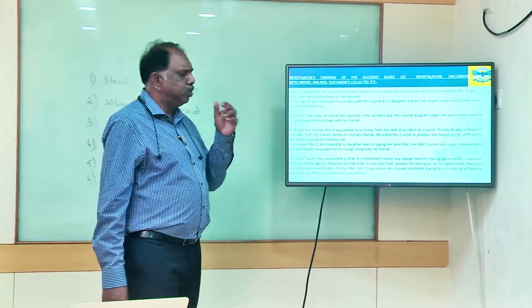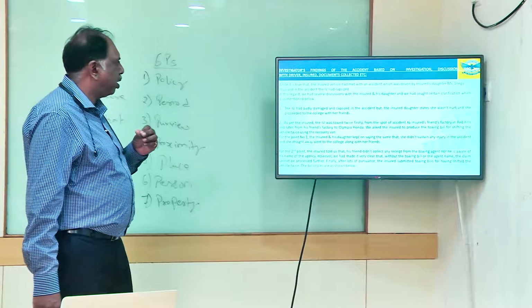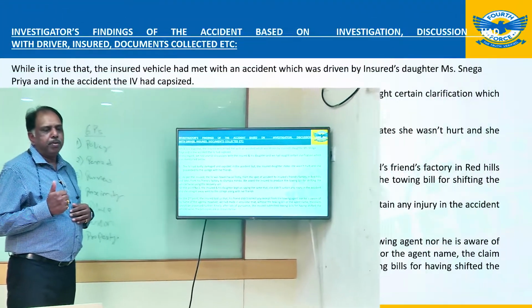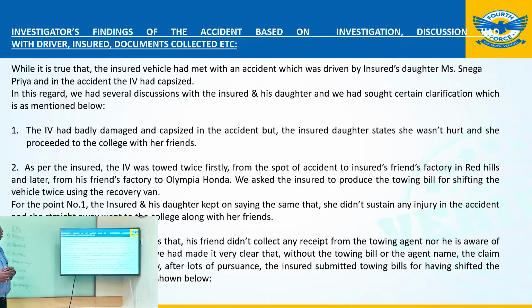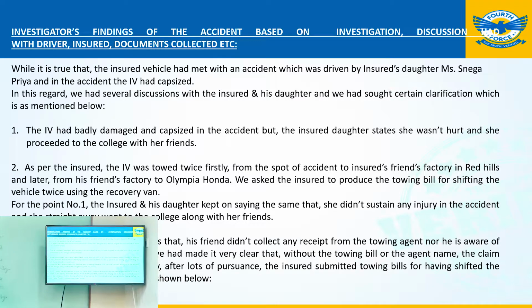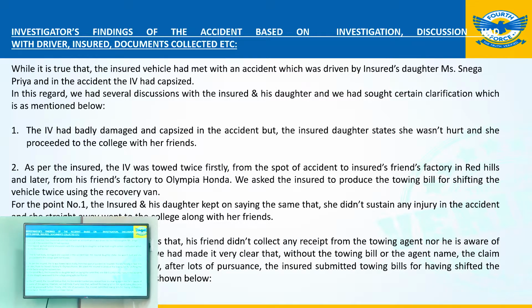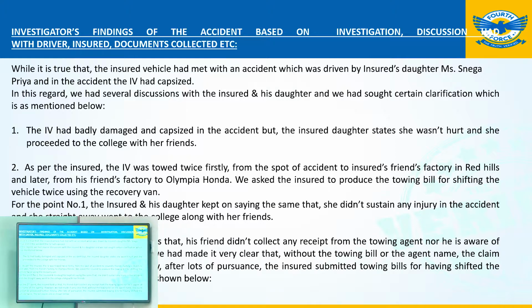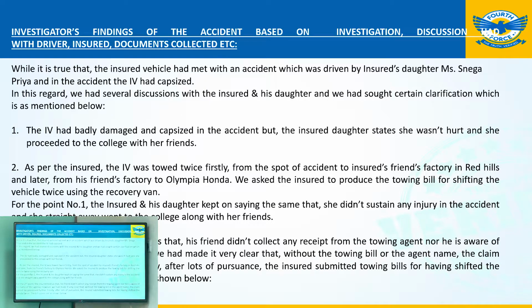So what is the investigation finding? While it is true that the insured vehicle had met with an accident, there was no doubt that the accident has happened, and the insured's daughter only was driving. She only was driving in the accident, and the IV got capsized. It was like it turned turtle, and finally landed on one side of the vehicle.